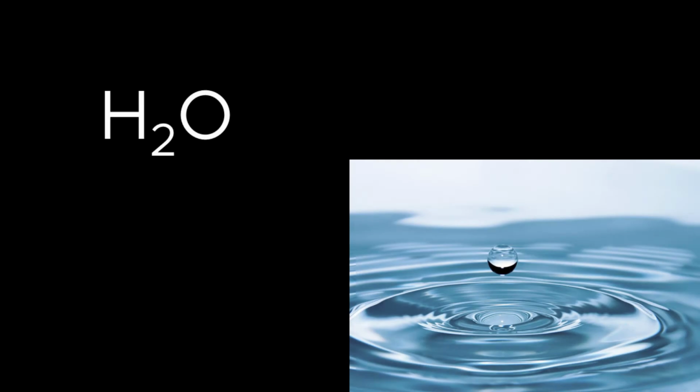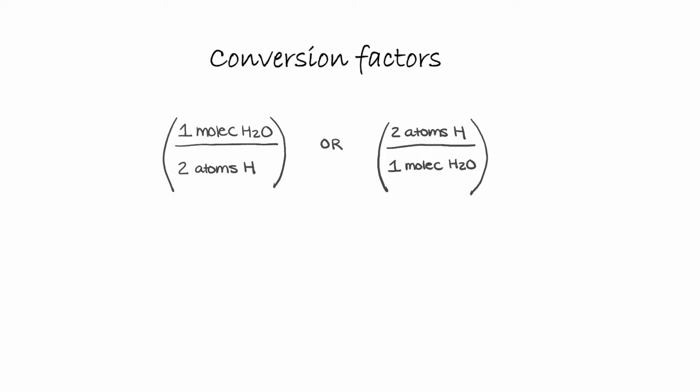For example, consider a molecule of water, H2O. We can count the atoms that make up this molecule. There are 2 hydrogens and 1 oxygen in every 1 molecule of water. We can write this information as a conversion factor having the form 1 molecule of water over 2 atoms of hydrogen, or 2 atoms of hydrogen over 1 molecule of water. Like all conversion factors, the specific arrangement depends on the given information in the problem and what it is you're trying to solve.